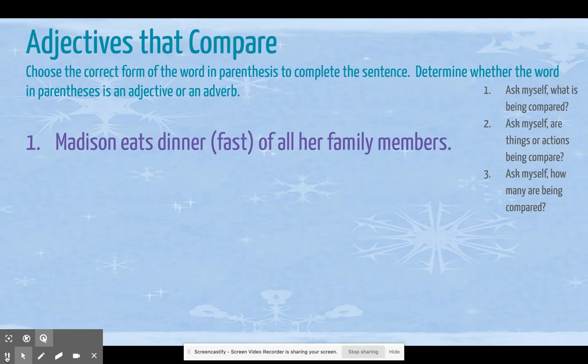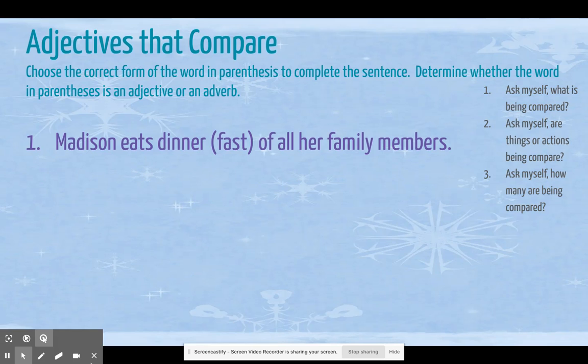So we have to ask ourselves what is being compared. We're comparing how they eat dinner. And then we have to ask ourselves, is it an action or a thing? Well, in this case, it is an action. And then we have to decide how many. We're looking at Madison and all her family members. So we should say fastest. Madison eats dinner fastest of all her family members.